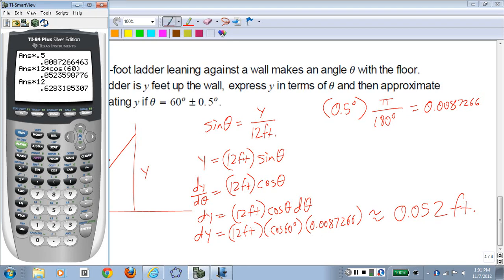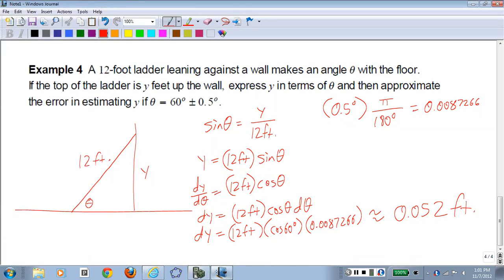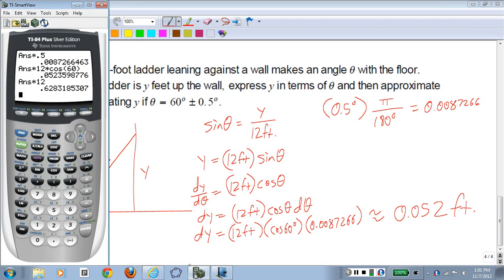What we're saying is, based on our estimate of dy for delta y, we're going to be off by no more than about 0.052 feet or 0.63 inches in our calculation of how high the top of the ladder is above the floor. That's what we're saying. Just for fun, of course, what we should do is actually do the calculation. We should say, suppose it's actually 60.5 degrees. So y is 12 times the sine of 60.5 degrees.